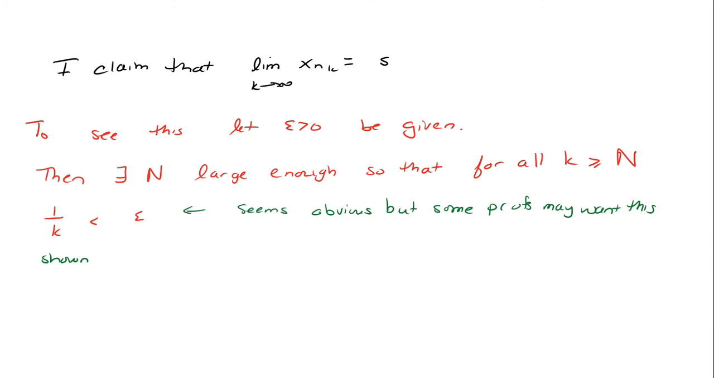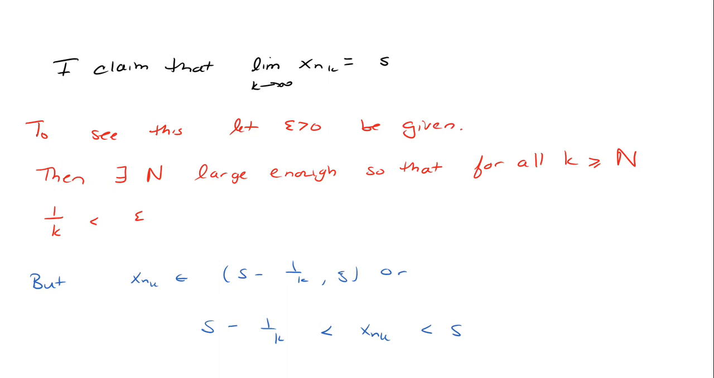That might seem obvious. I want to give you a word of caution that some profs want that also to be shown. So in the world of writing proofs, nothing's actually obvious. You might have to prove every little detail. You'll find out. You'll get a red mark saying you should have shown it.